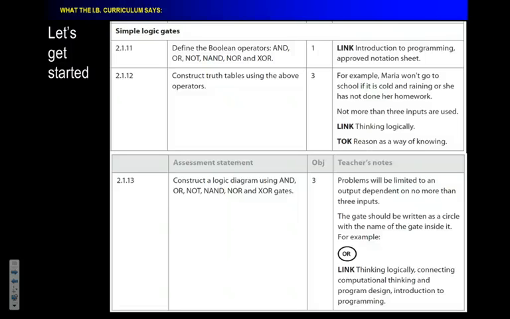Maria won't go to school if it's cold and raining or she has not done her homework. So maybe we've had enough for today, but next time let's see if you guys can actually do that. Write a circuit for that. Write the algebra for that. And then finally, construct a logic diagram using AND, OR, NOT, NAND, NOR, XOR gates. Problems will be limited to no more than 3 inputs. Okay? And although I showed you the actual gate symbols, the IB will accept any symbol as long as you draw a circle with the word inside of it. So you can actually use a simpler version of that symbol. Okay? And that's it. So, one sec.